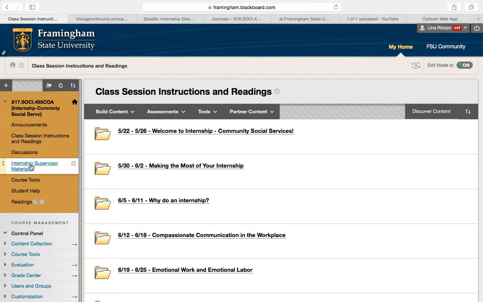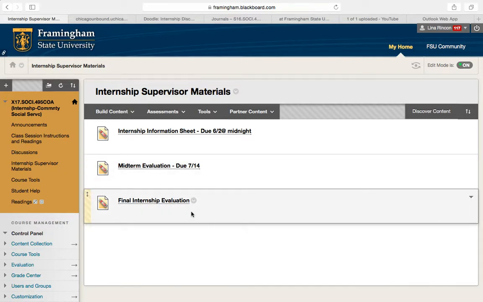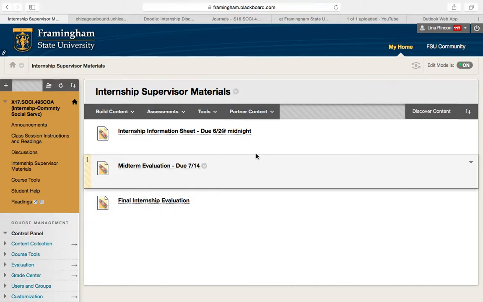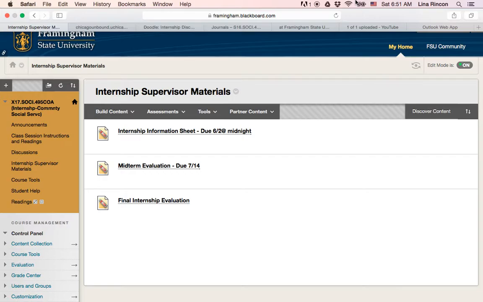Now in terms of internship supervisor materials, you click on that, and this is the material that I'm going to need by June 2nd at midnight. This is so I can communicate with your supervisors, tell them about the expectations for this course, and also request these evaluations. You can see copies of the evaluations here. I will be sending these to your supervisor, but just in case they are misplaced, they are also available here. Once again, this internship information sheet is due June 2nd at midnight, and I need this so I can stay in touch with your supervisor. Okay, so that's the first thing.